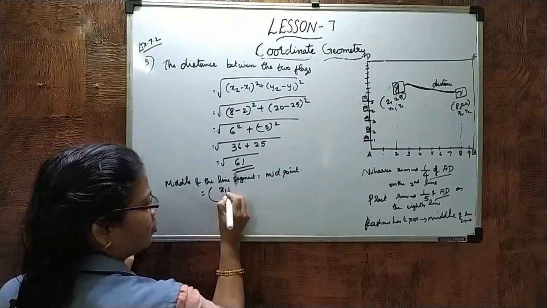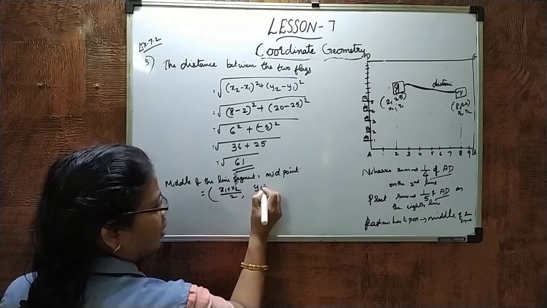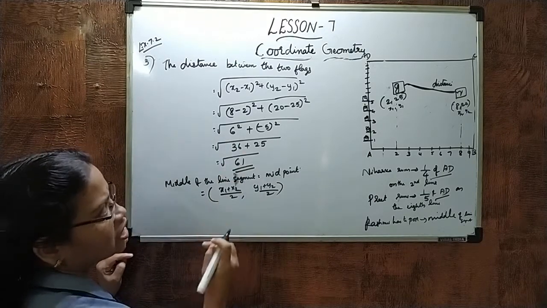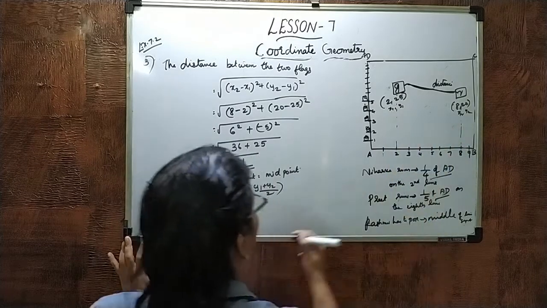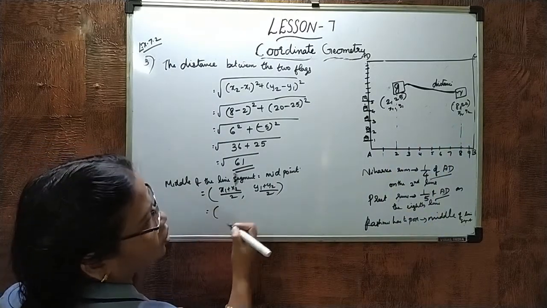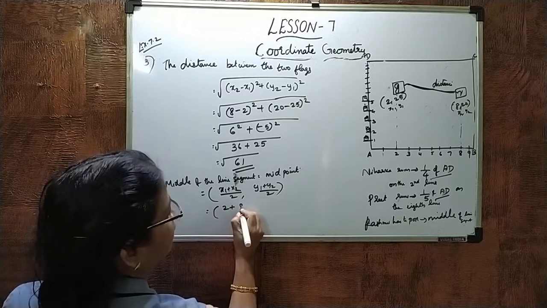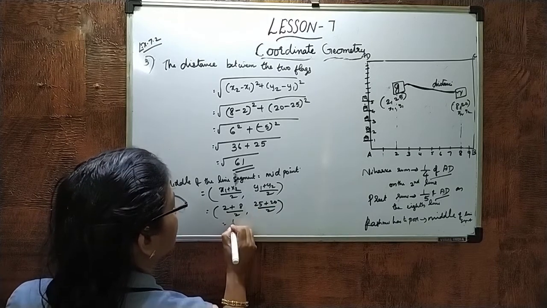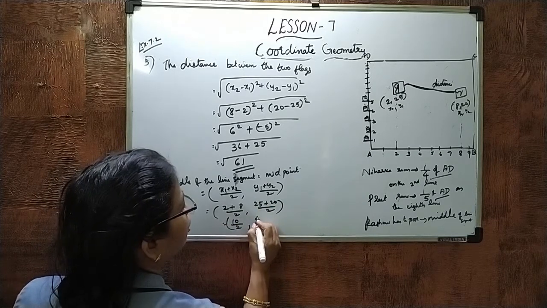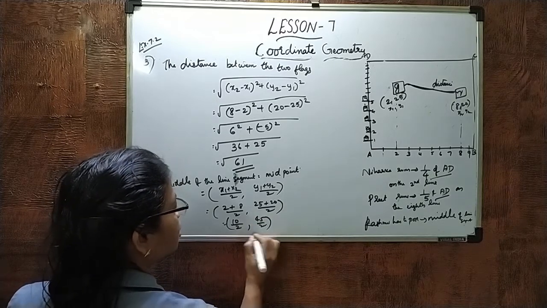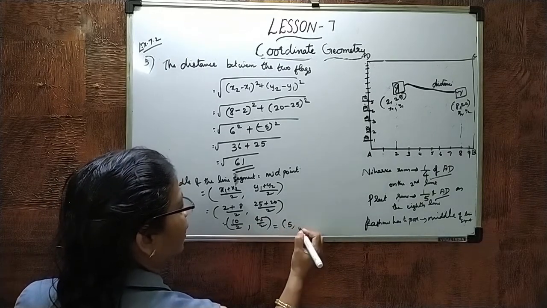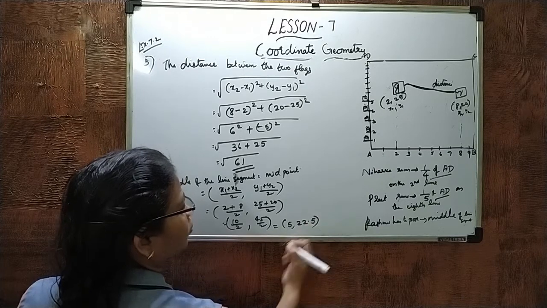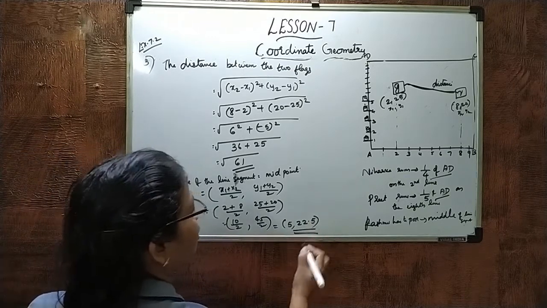It is (x1 plus x2) by 2 and (y1 plus y2) by 2. Okay, which are the points then? That you know. It is 2, 25 and 8, 20. So it will be x1 is 2 plus x2 is 8 divided by 2, and 25 plus 20 divided by 2. That means 10 by 2 and then 45 by 2. That means it will be 5, and 45 by 2 is 22.5. Okay, 5 and 22.5.